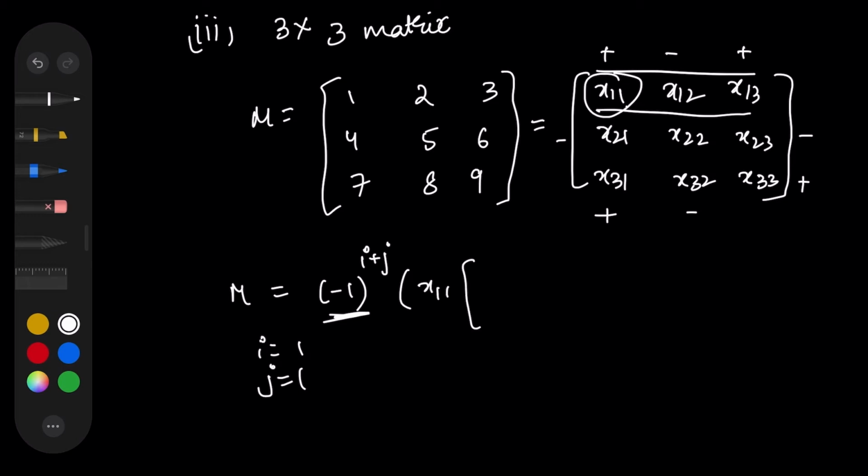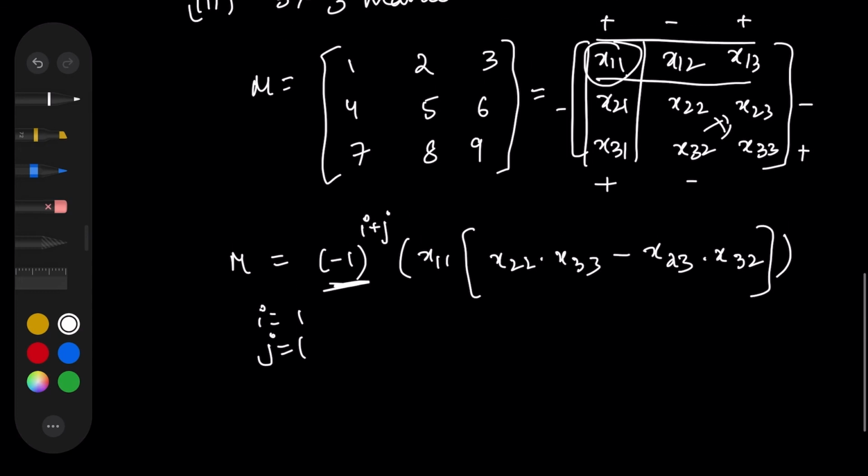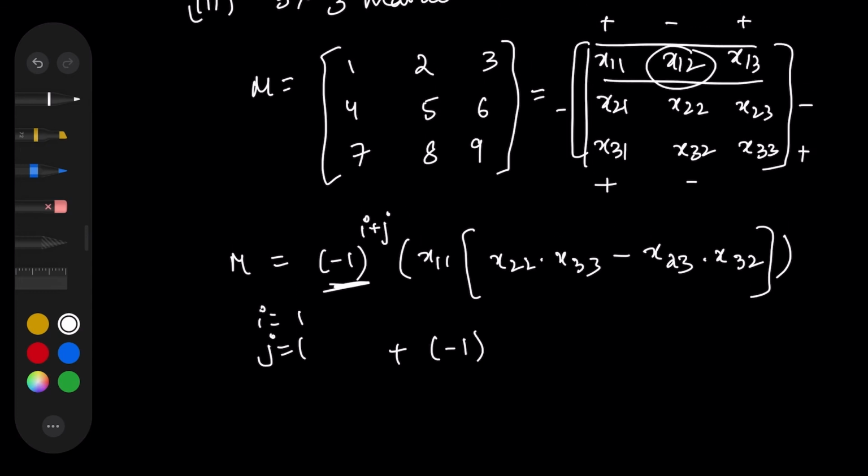Now you'll have to find the cofactor matrix of this element x11. So if you wanted to find the cofactor matrix, you'll have to ignore the entire row and entire column of that element, and the leftover matrix will give you the cofactor matrix. So here it is x22 into x33 minus x23 into x32, sorry.